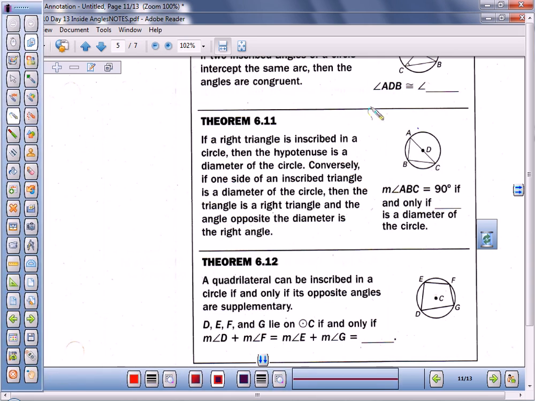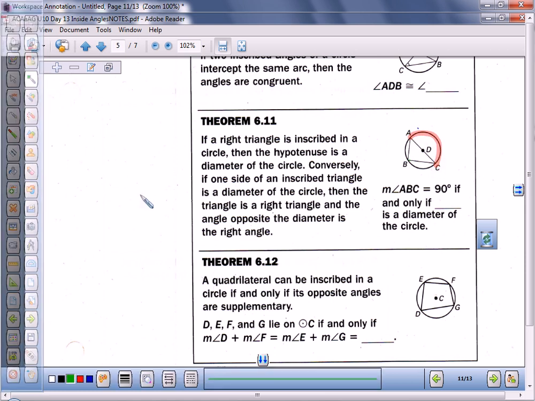All right, let's look at angle B. Do you see that angle B intercepts that arc? Does everyone see that? Well, isn't that arc a semicircle? So what does angle B have to be? And what does AC have to be? The diameter. The hypotenuse of that right triangle is the same as the diameter.